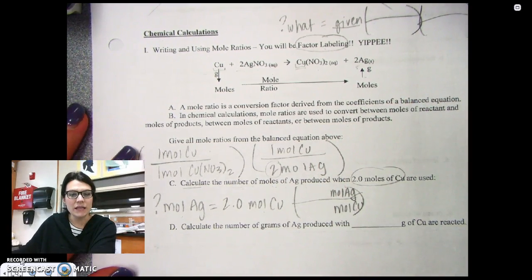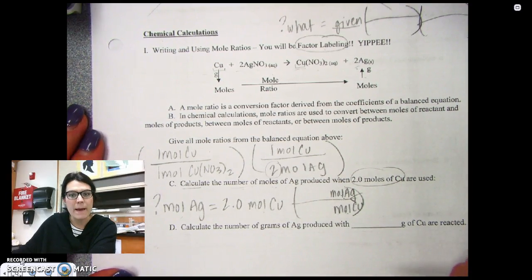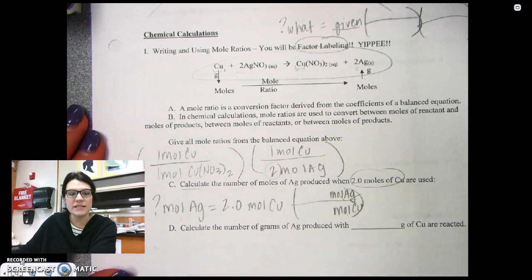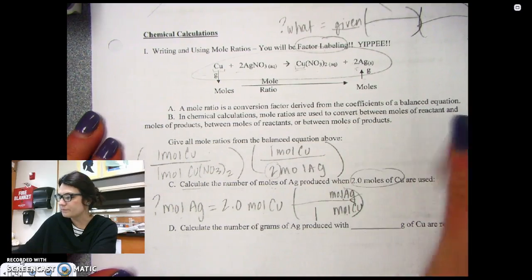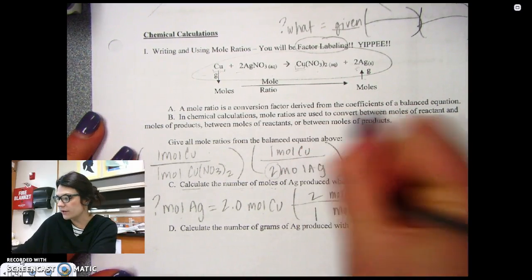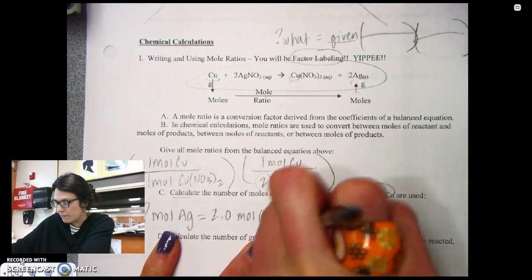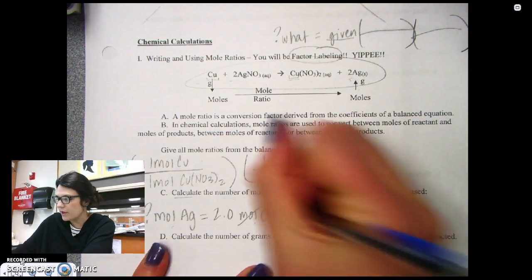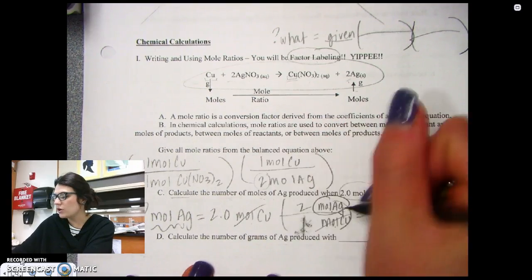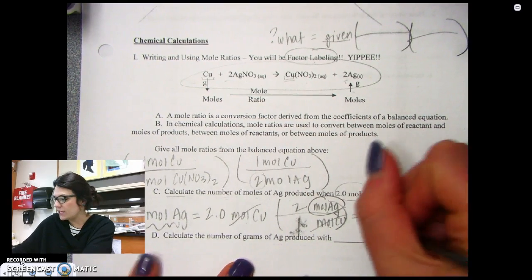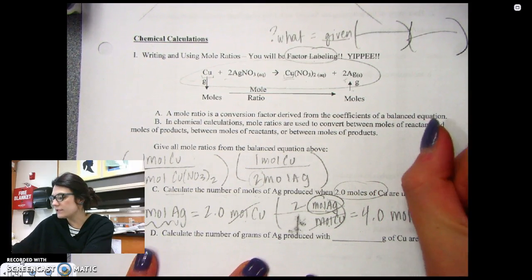And luckily, I now have a relationship between moles of something because of balanced chemical equations. So I'm going to look up here and say 1 goes with copper and 2 goes with silver. Moles of copper cancels. I'm left with moles of silver. I can plug it into my calculator. 2.0 times 2 is 4. And then I need to keep that sig fig, so it's going to be 4.0 moles of silver.